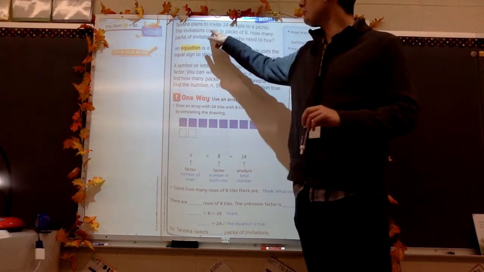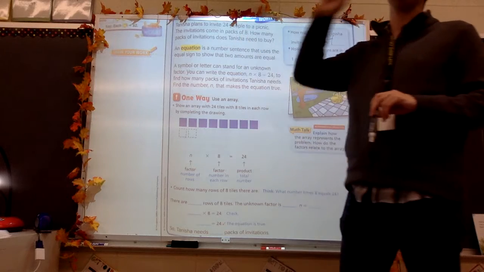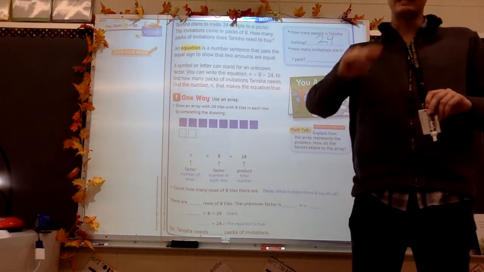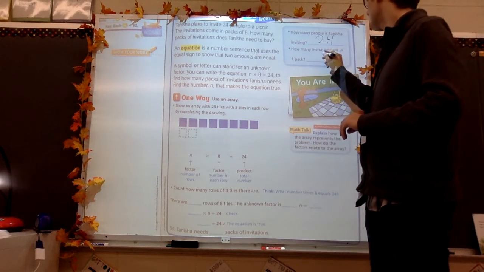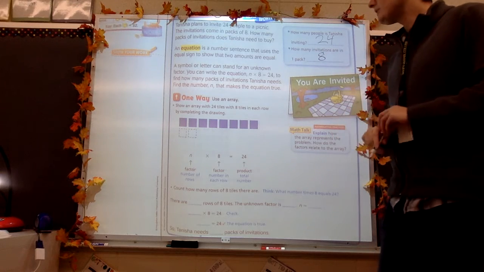How many invitations are in one pack? It says the invitation comes in packs of 8. So that means one pack has 8 invitations in them. So we can write 8.